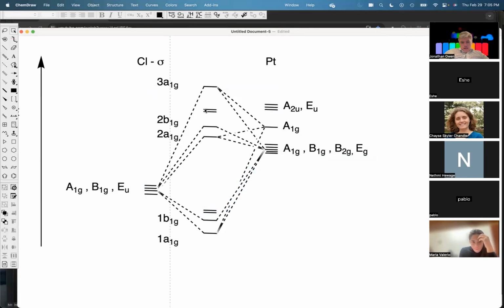There we go. And this guy, where is he going to go? Above the EU set. Is it going to go above the 3A1G? No. Because this guy's got 3 orbitals all in antibonding relationship to one another. All right, so there's your 1 EU. Of course, it's doubly degenerate because it's an E. And there's the 2 EU.